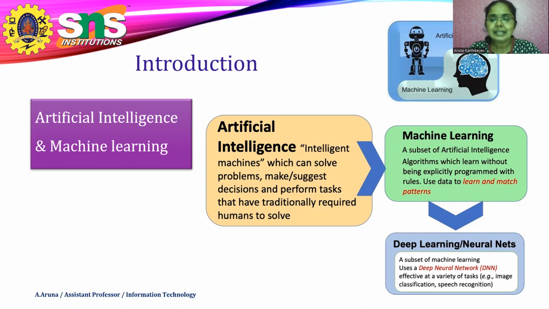The next type of learning is deep learning. Deep learning is a subset of machine learning. It is used in deep neural networks, that is DNN. How effectively can a variety of tasks be done? This can be done by using deep learning, such as image classification and speech recognition. In these areas we are using deep learning. In this way, artificial intelligence acts as a superset for the machine learning algorithms.